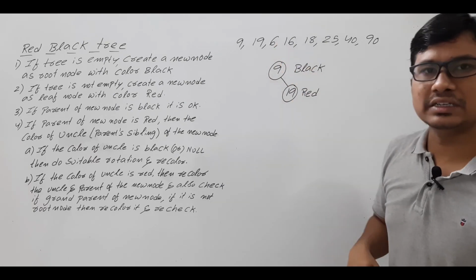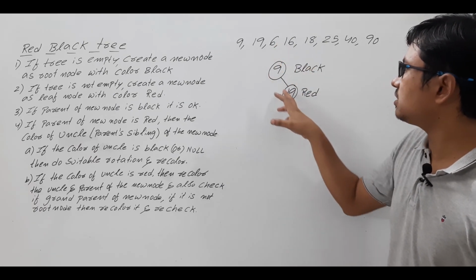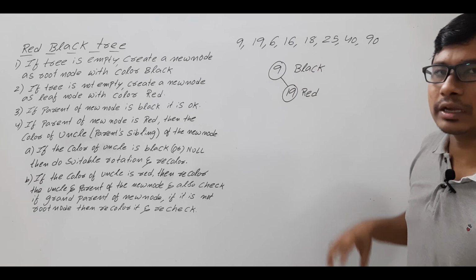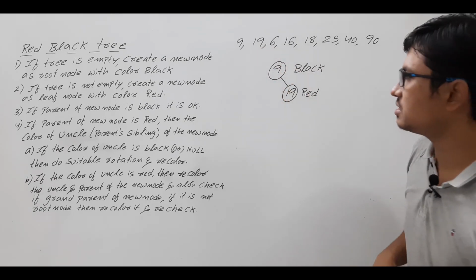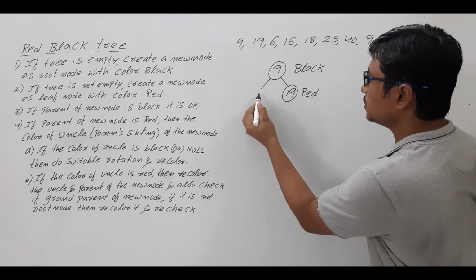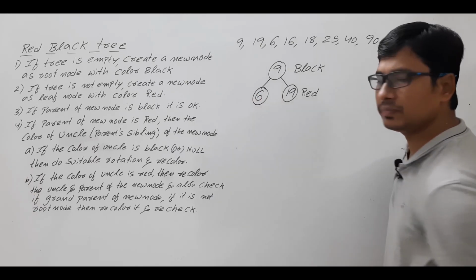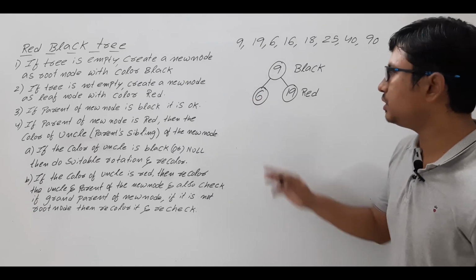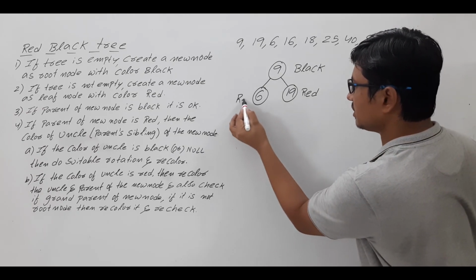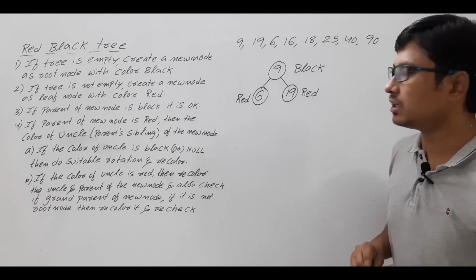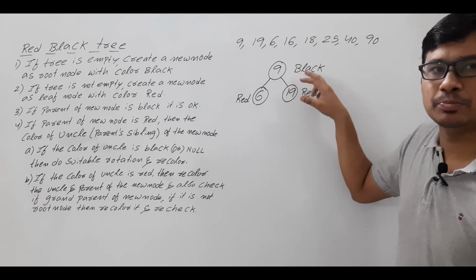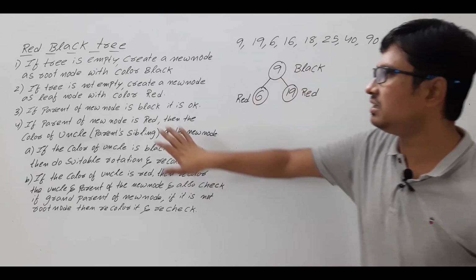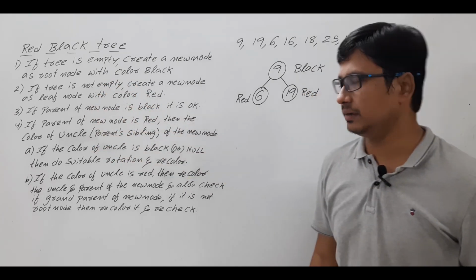Now you want to insert 6. Check whether the red black tree is empty. No, it is not empty. It consists of 2 elements. Now where should you insert the value 6? 6 is less than 9, so you insert it to the left of 9. Now which color do you need to give? You need to give the red color for it. Are you able to understand? And then you need to check the parent's color. If the parent color is black, then you can leave it. That is what the second and third points are saying.